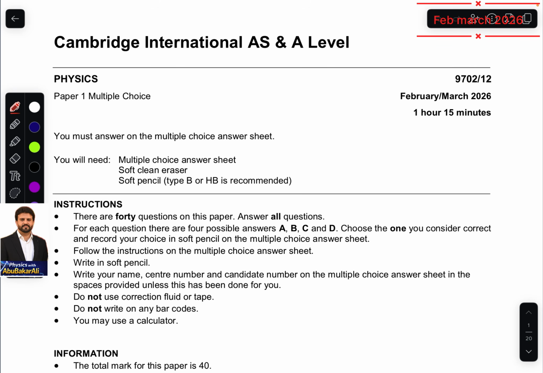I recommend that whenever we are doing a question, first pause it, try to solve it yourself, and then see the solution. Okay, so you can learn something from it.